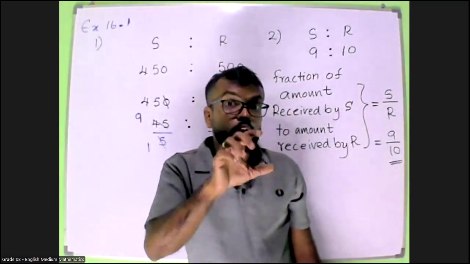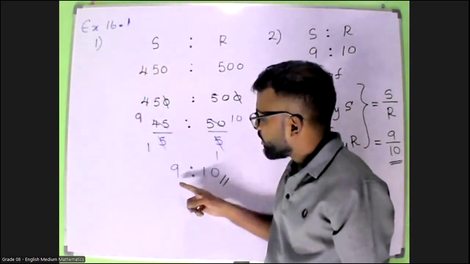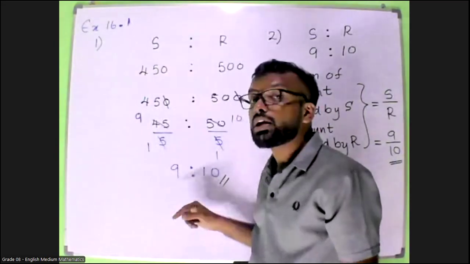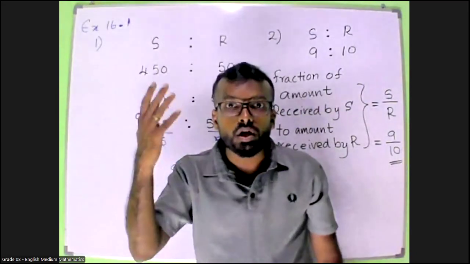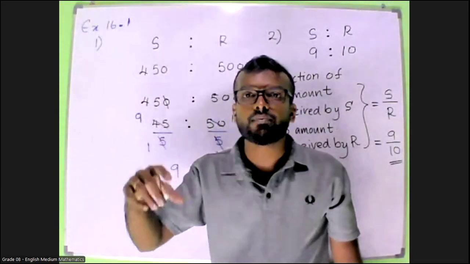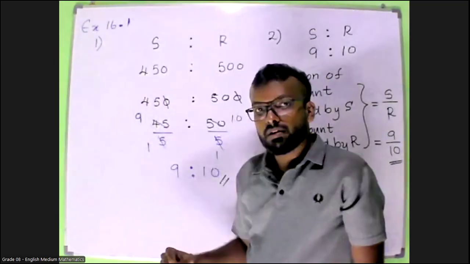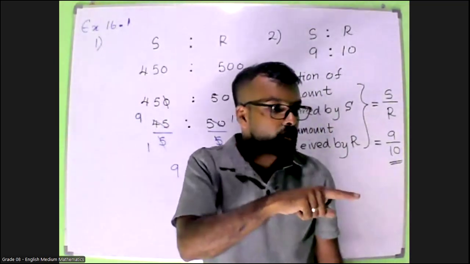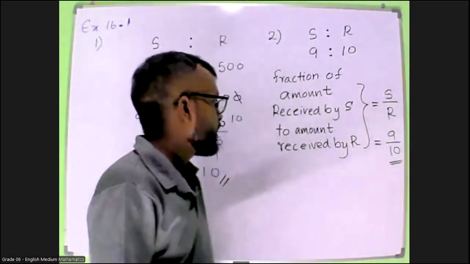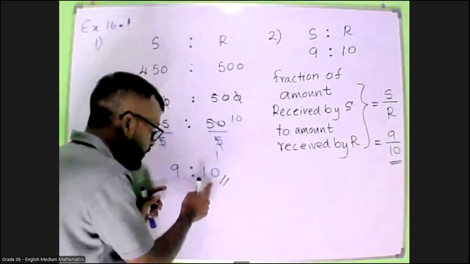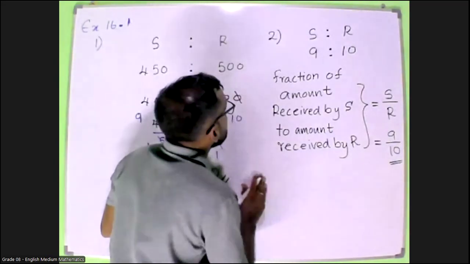What fraction of the total amount? The ratio is 9 to 10, so total is 9 plus 10. You have to add the ratios together in order to obtain the total amount. That is your denominator, as in the previous question. And what is being asked? What is the fraction of the total amount did Rahim receive? Okay, let's do that. First of all, we need to find the total amount. This is the third question.